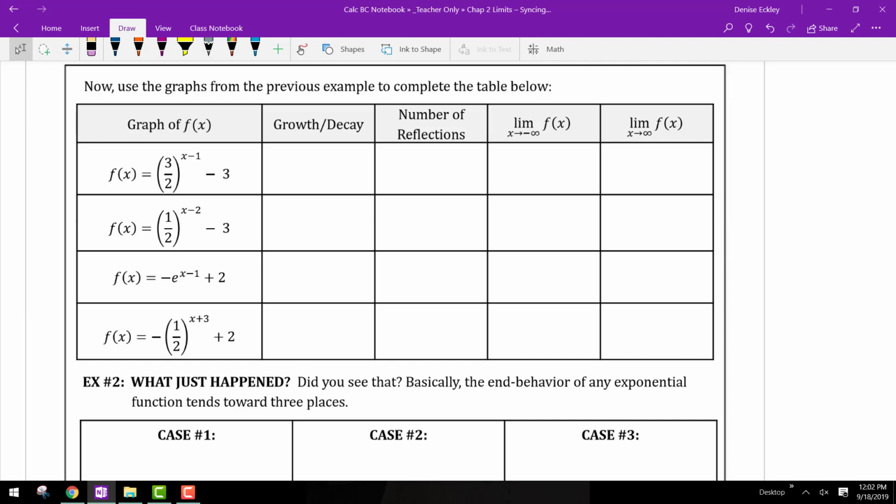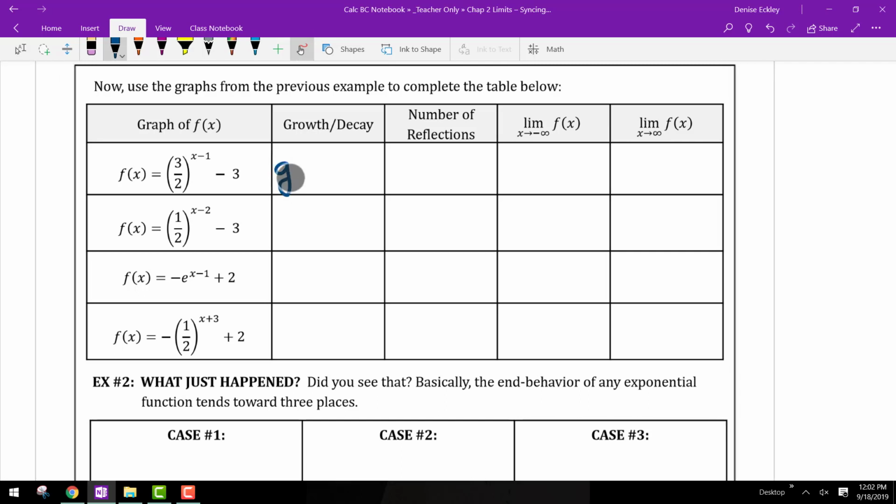Using the graphs that we just had, we're going to summarize our growth and decays, and talk about how the reflections play into that. The first example, letter A, was a growth function. It had no reflections, and our base b was greater than 1. As we headed towards negative infinity, we approached the horizontal asymptote, which was -3, and as we headed towards positive infinity, we had an unbounded function, because that's what growth implies.